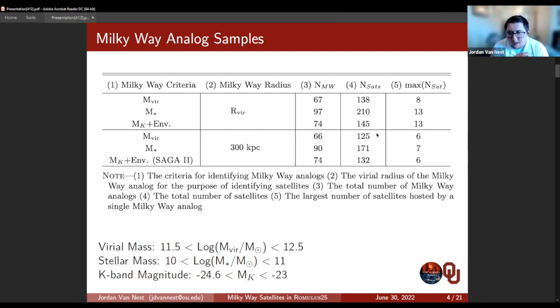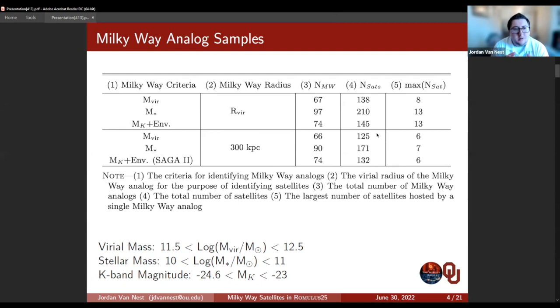Observers aren't so lucky. So to mimic what SAGA does, we also did a run where we identified satellites as anything within a flat 300 kiloparsecs of the host, which is the value that SAGA uses as their proxy for virial radius on all of their identified host halos.